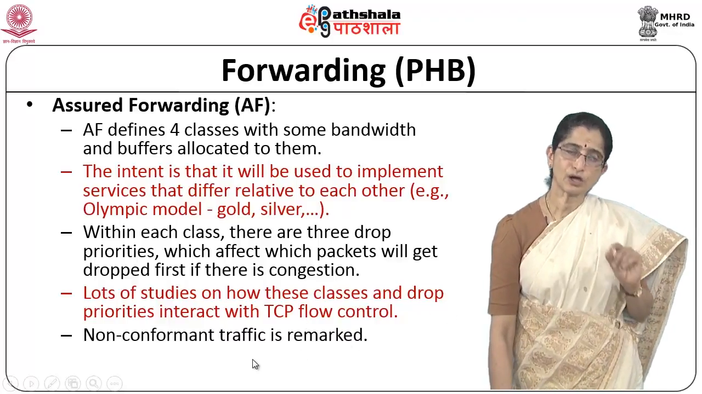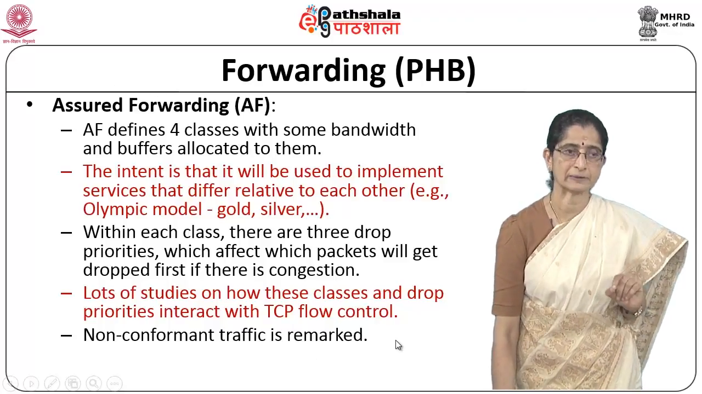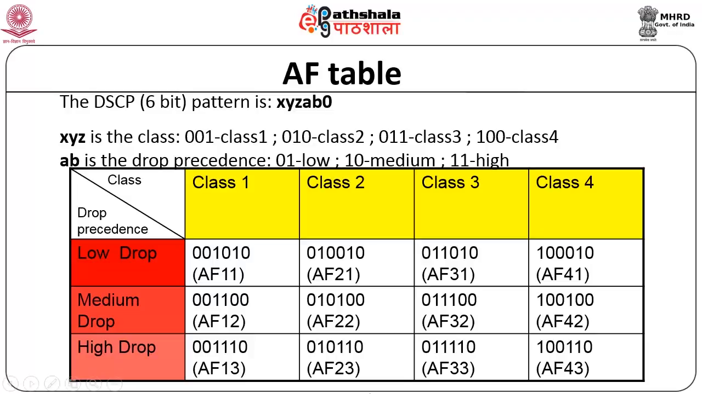Non-conformant traffic in the case of assured forwarding is remarked. You mark it differently. This is the table that we have for assured forwarding. If you look at the DSCP 6-bit pattern, you can interpret it as XYZ, AB and a 0. The last bit is always 0. This XYZ defines the class. So, 001 is class 1, 010 is class 2, 011 is class 3, 100 is class 4. And the AB that you have here gives the drop precedence. If it is 01, it means low precedence, 10 is medium precedence, 11 is high precedence.